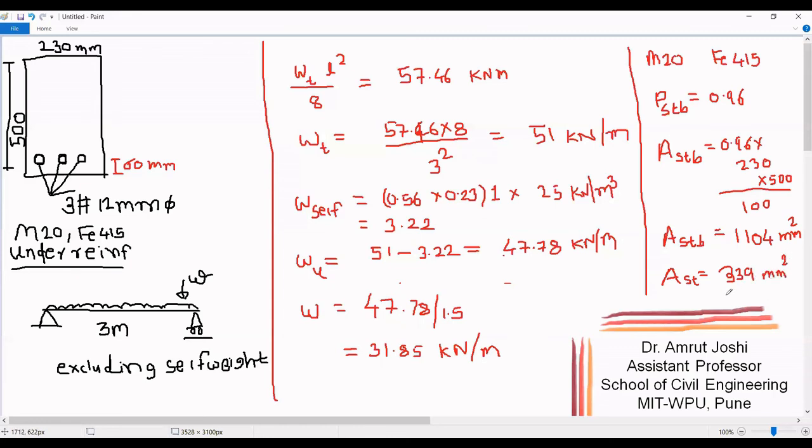So what do we observe? Whenever we are dealing with under reinforced section, we are going to have steel less than the steel corresponding to balance section. So let us summarize few of the observations about under reinforced section. Under reinforced section will have its neutral axis at failure at a level above that corresponding to balance section. That is the first observation.